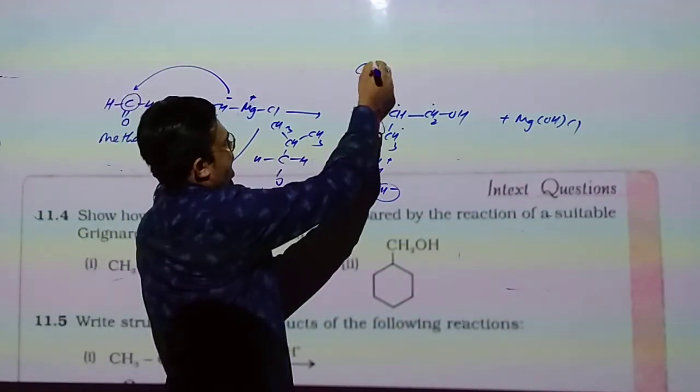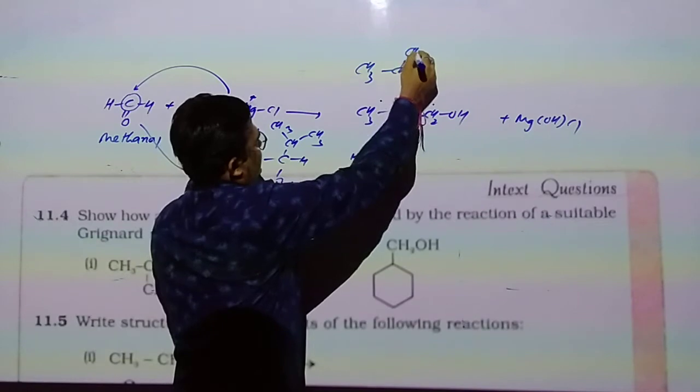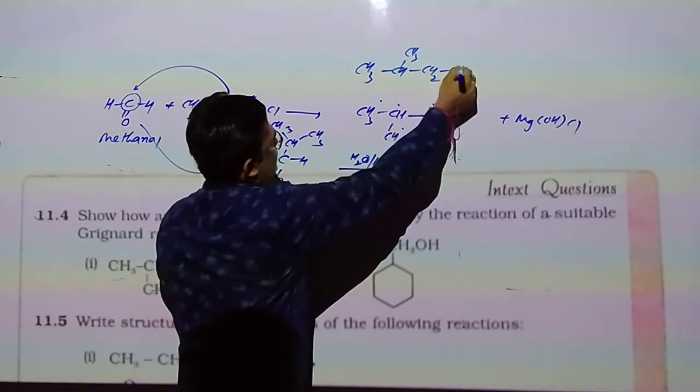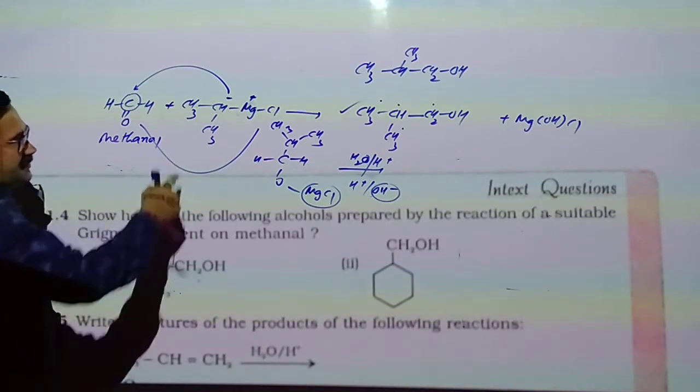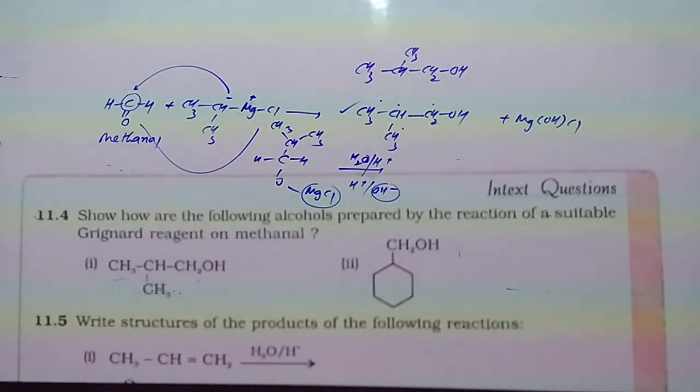So CH3, CH3, CH2OH is our product. So the Grignard reagent should be isopropyl magnesium chloride. Understood? This is our product. Take the screenshot of it.